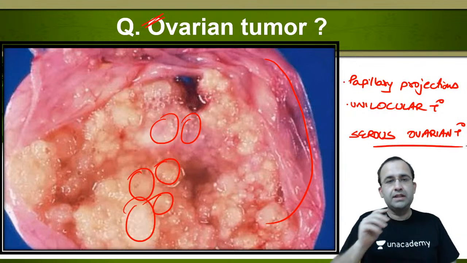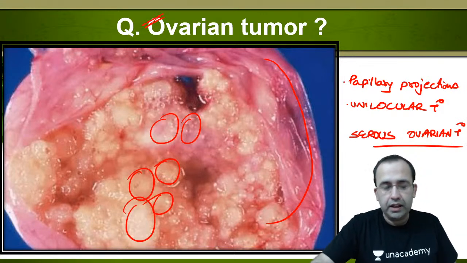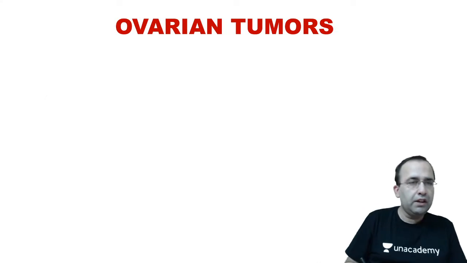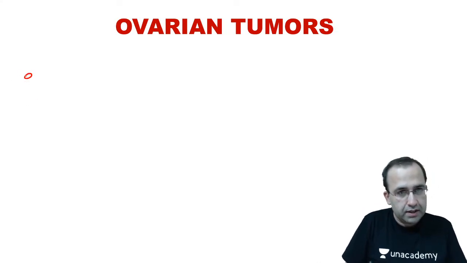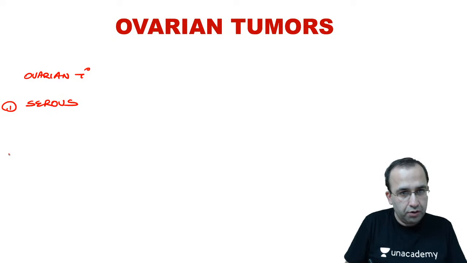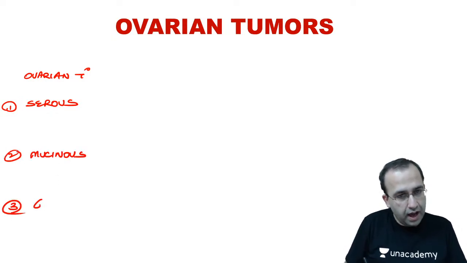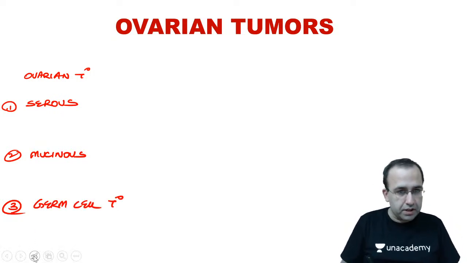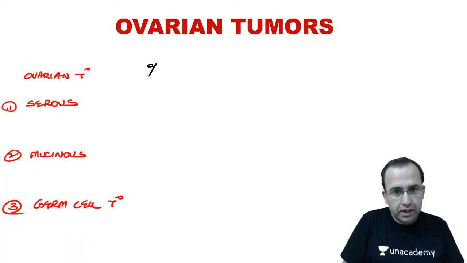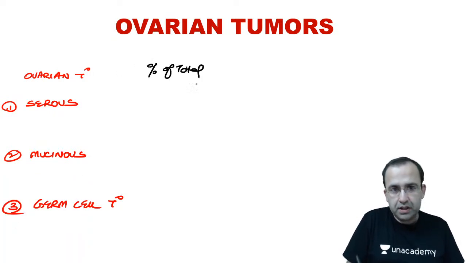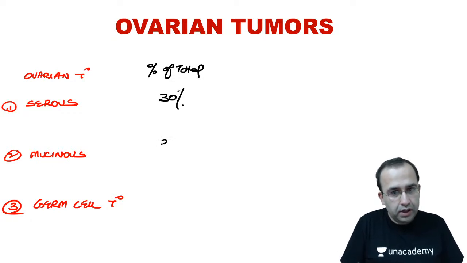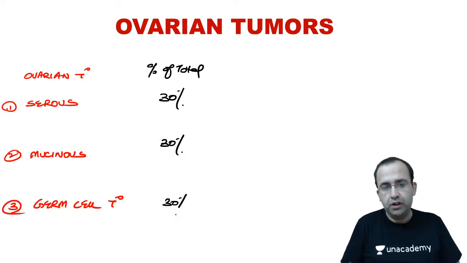Dekho, let us have a look at the salient features of ovarian tumors. I can divide the ovarian tumors into three main categories: the serous ovarian tumors, the mucinous ovarian tumors, and the germ cell tumors of the ovary. First point, what percentage of total ovarian tumors do they form? All three account for 30% of all ovarian tumors.